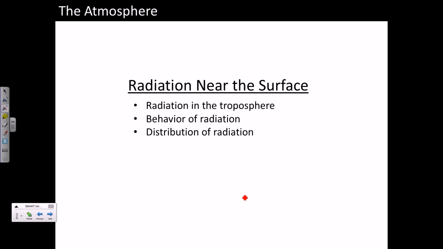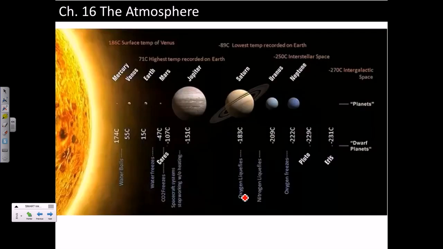The next topic is to talk about radiation at or near the Earth's surface, and what kinds of radiation we receive, how it behaves, how it is distributed over the Earth, and what some of the variables are that affect the distribution of radiation over the Earth's surface. We will step back and look at that in more detail in the final section as it relates to the materials on the Earth's surface.